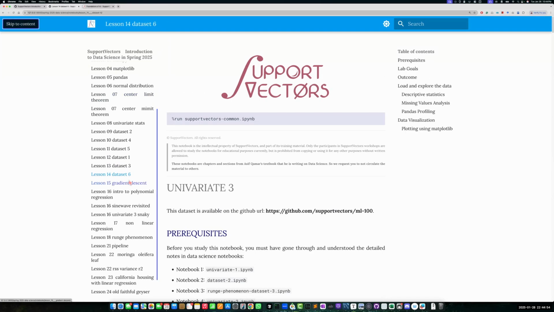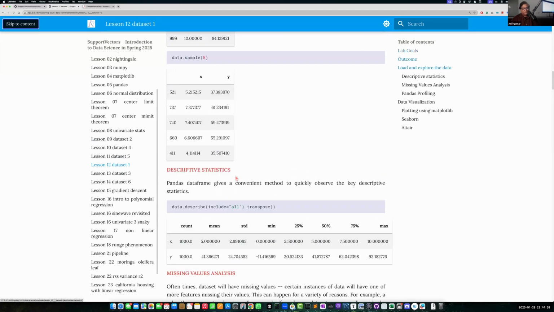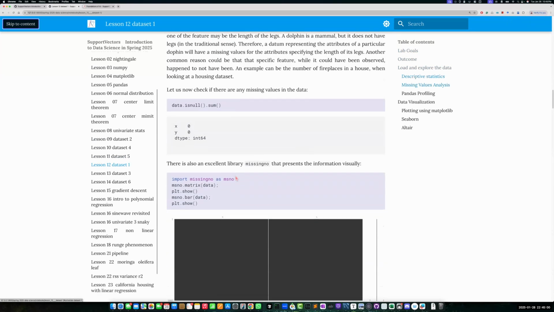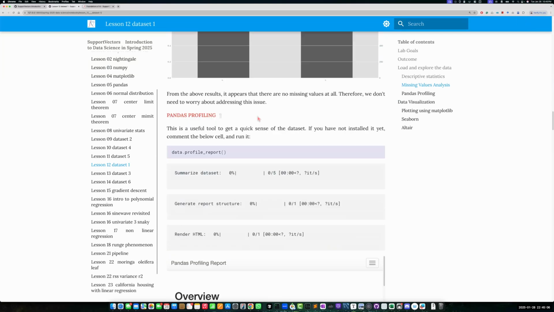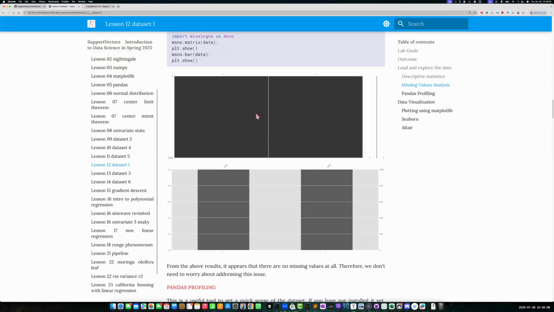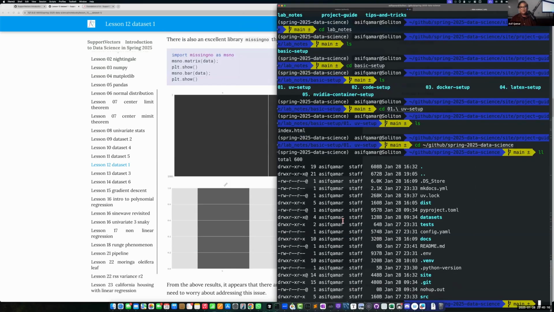In the first data set, data set 1. Where do I say import? Import missingno. Imports are harmless. No, this you need; you can't avoid this. When you run it, it gives an error telling that the missingno package is missing. Then what you do is go to your project and just do UV add missingno.